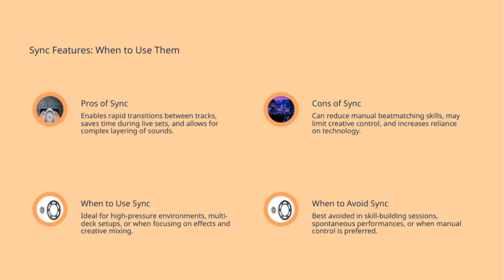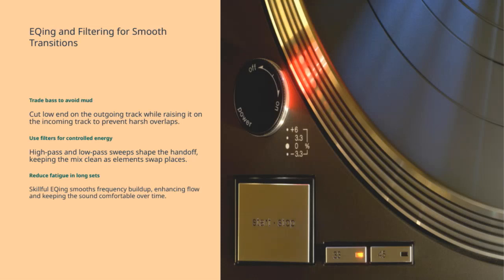Skillful EQing is all about smoothing out the frequency buildup, which really helps enhance the flow of the mix. It keeps the sound comfortable over time, especially during long sets. When you're working with transitions, using high-pass and low-pass sweeps can shape the handoff, making sure the mix stays clean as different elements swap places.